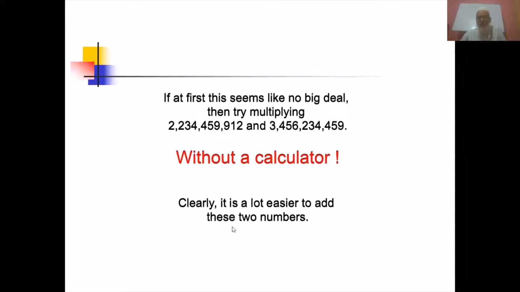Okay, at first it seems like not too big a deal, then try multiplying. Suppose this number is 2, 2, 3, 4, 4, 5, 9, 1. There is a very large digit number, and also 3, 4, 5, 6, 2, 3, 4, 5, 9. It is large. Without a calculator, it is very difficult to calculate. Okay, so clearly it is a lot easier to add these two numbers, आसानी से उसको add कर सकते हैं as compared to multiplication.